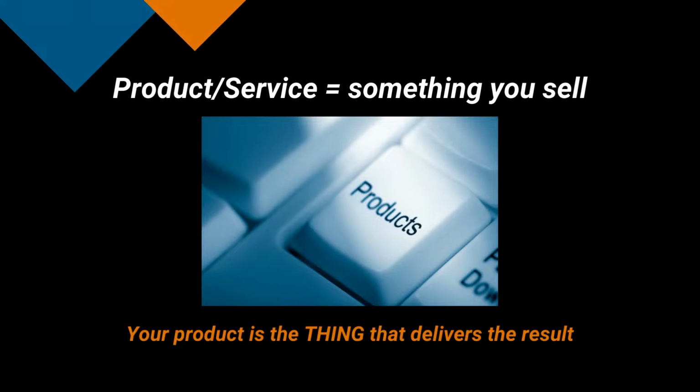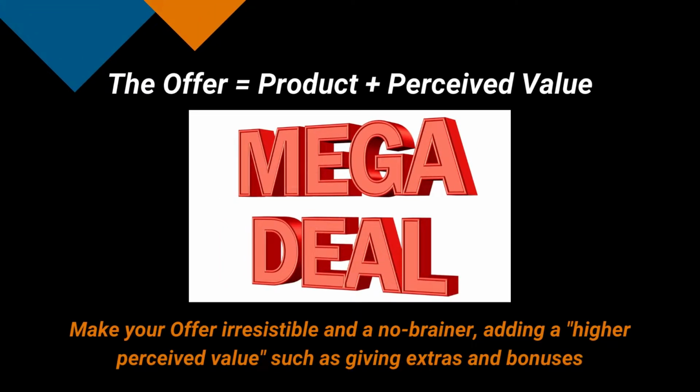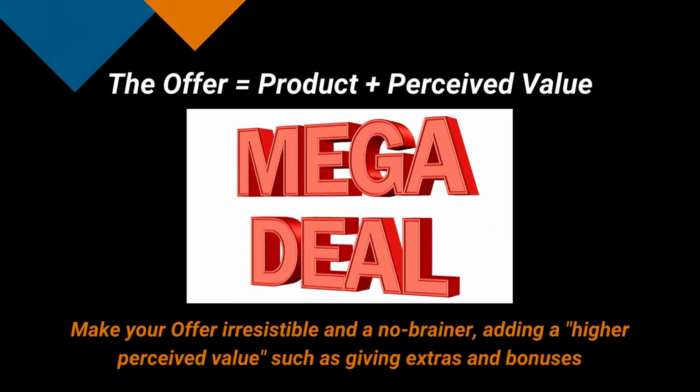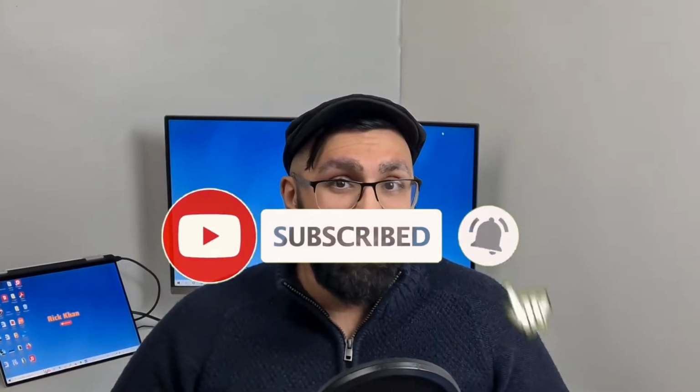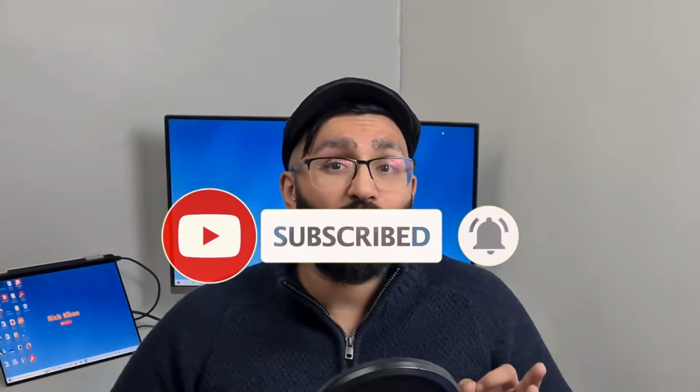So basically, the product or service equals something you sell. It's where you go through all the features and benefits. It's basically the commodity people buy. And the offer equals the product plus perceived value. Now, the perceived value is anything that makes the purchase or the justification of the purchase easier. And it's where you can make your offer more irresistible and a no-brainer, adding a higher perceived value such as giving extras and bonuses. Now, I say perceived because it's truly about how you create the perception around the value of what you are selling.